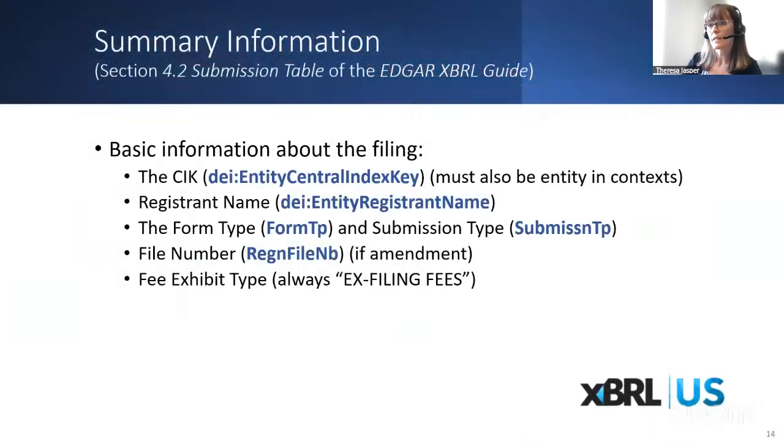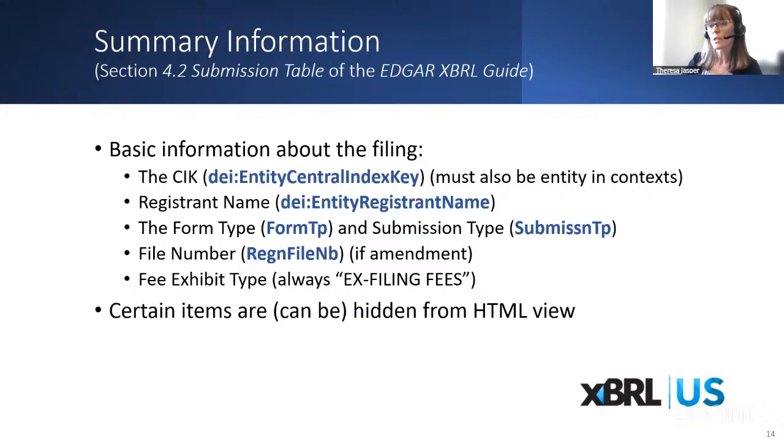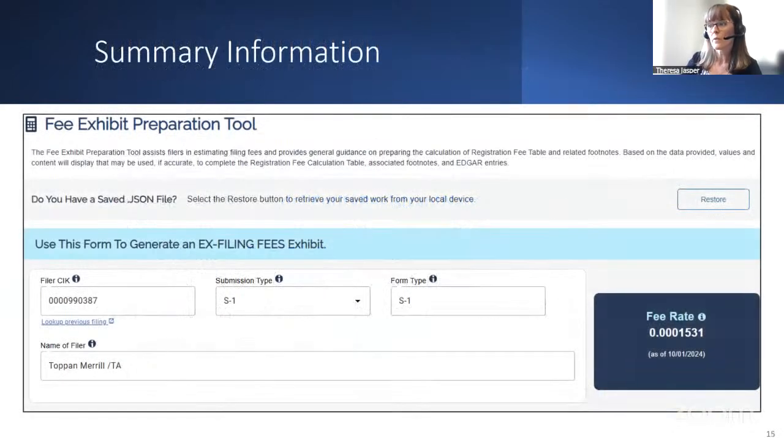Taking a look at the Summary Information section, which contains basic information about the filing: the CIK, registrant name, the form type and submission type, file number, and fee exhibit type. Certain items are or can be hidden from HTML view. All items are non-dimensional. Here is a view of the summary information in FEPT. The view will change depending on the form and submission type. For example, a file number will appear on an amendment submission type.